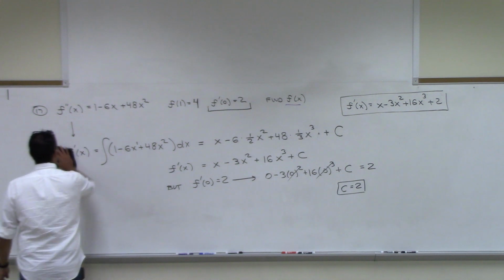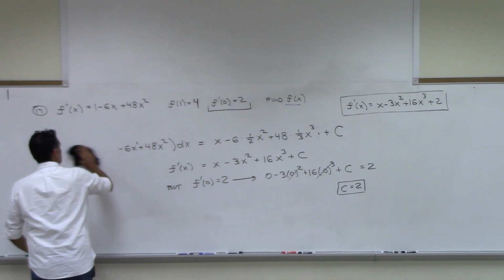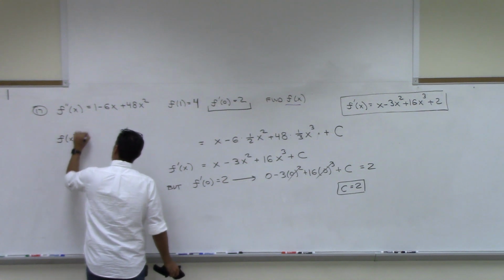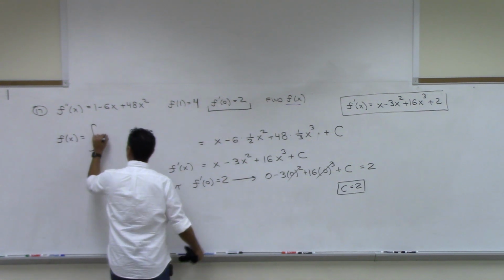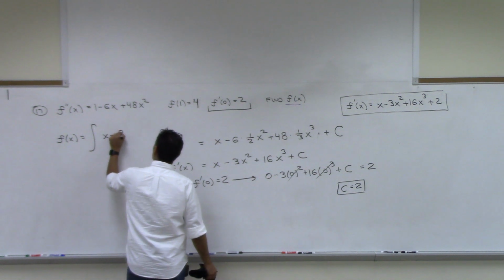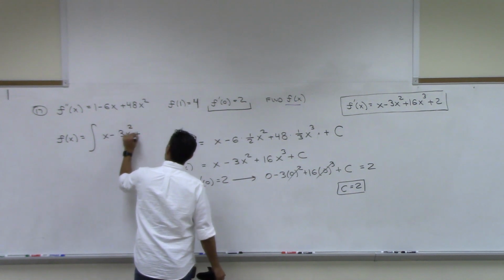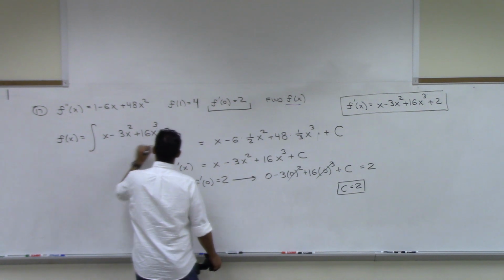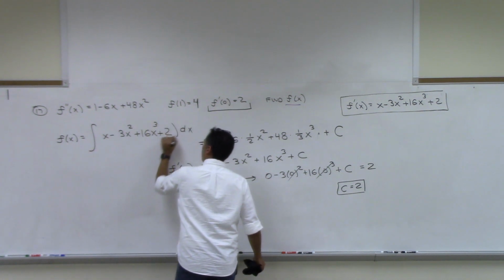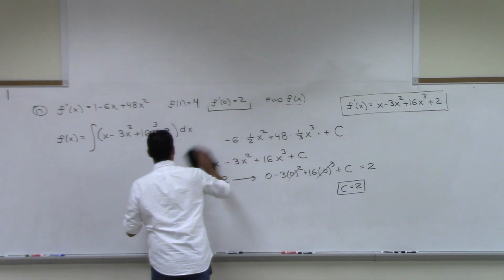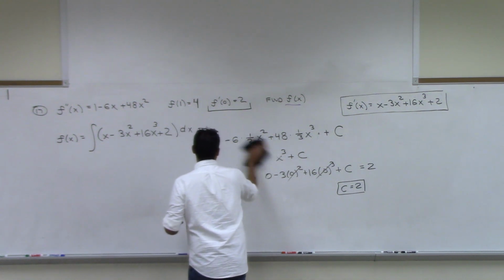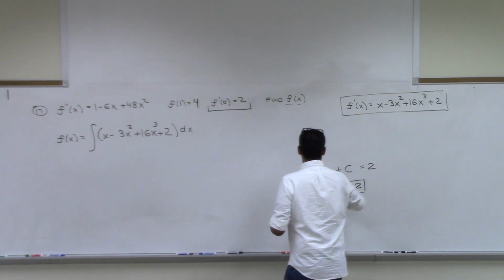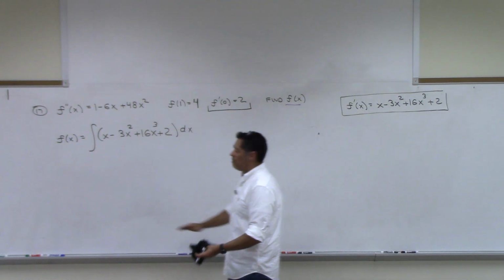All right, so now, let's find f. F will be the antiderivative of that, dx. And now I'm going to play the same game that I just played. I'm going to do the antiderivative of each one of those terms one by one, right? One by one.